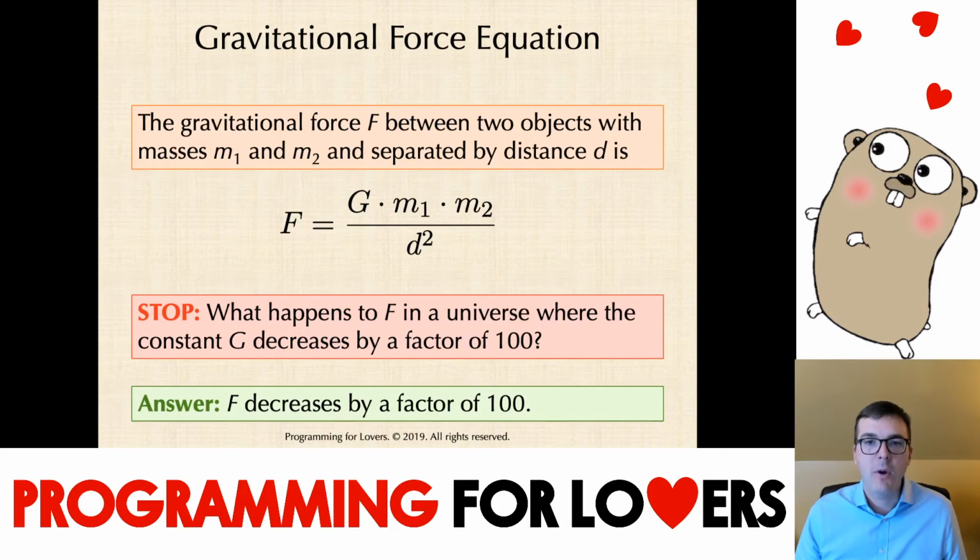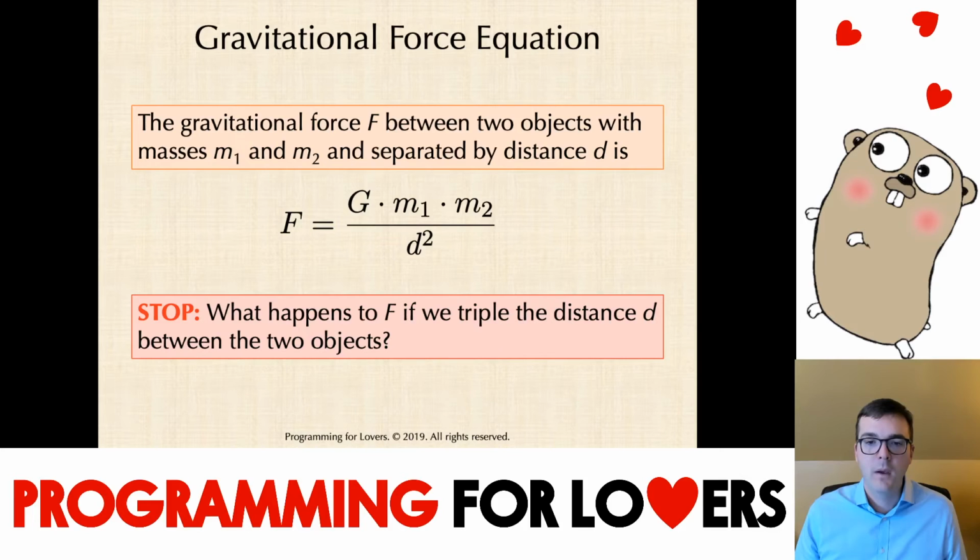And the same goes for the masses. So the larger the masses of two objects, the more that gravity will exert a force between them. And the last parameter here is to consider d. So what happens if I triple the distance, for example, between two objects? So d triples. What would happen to f?